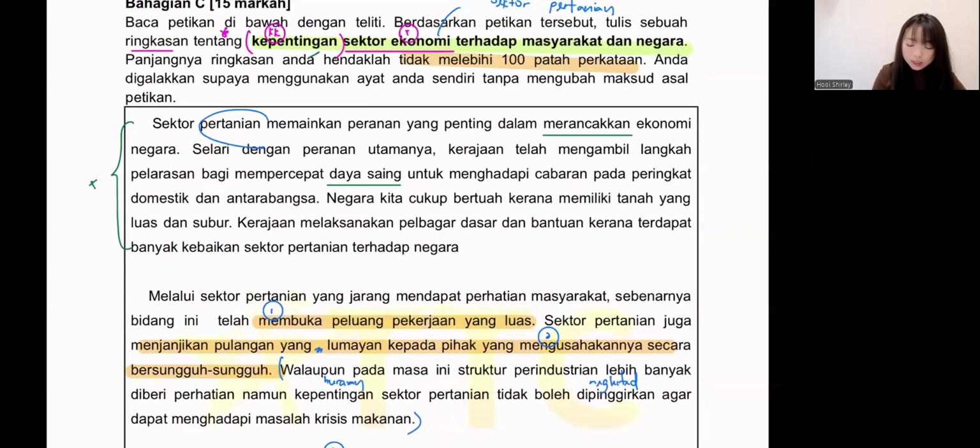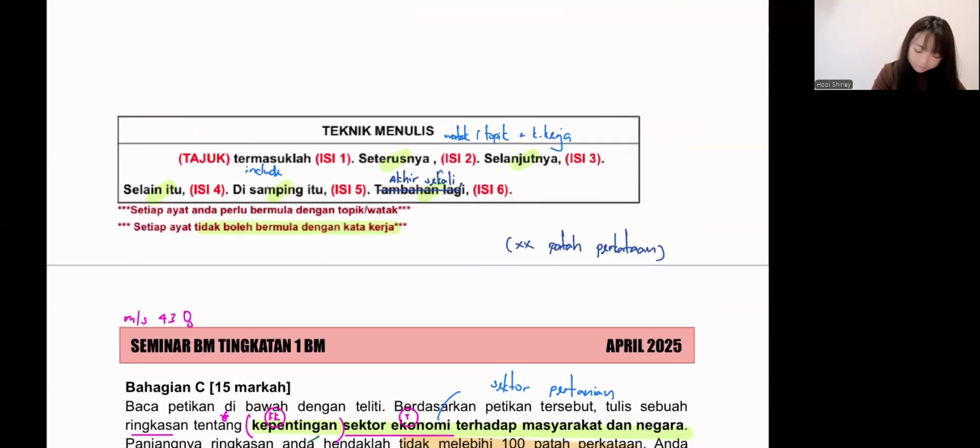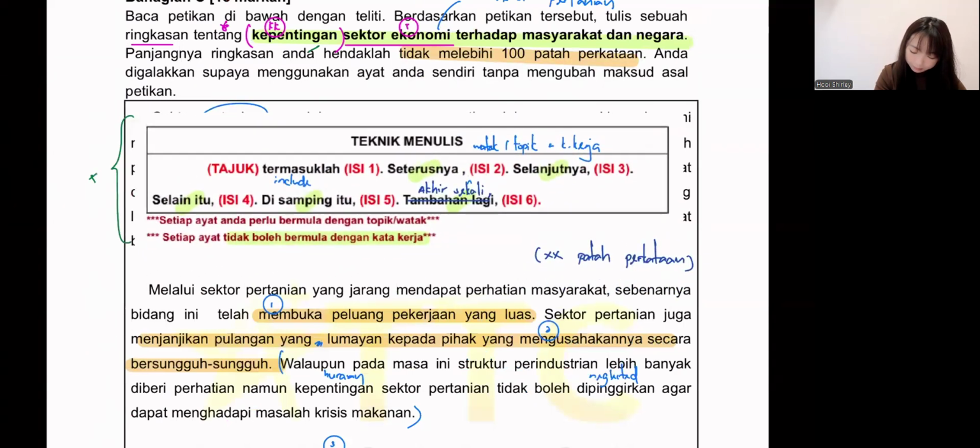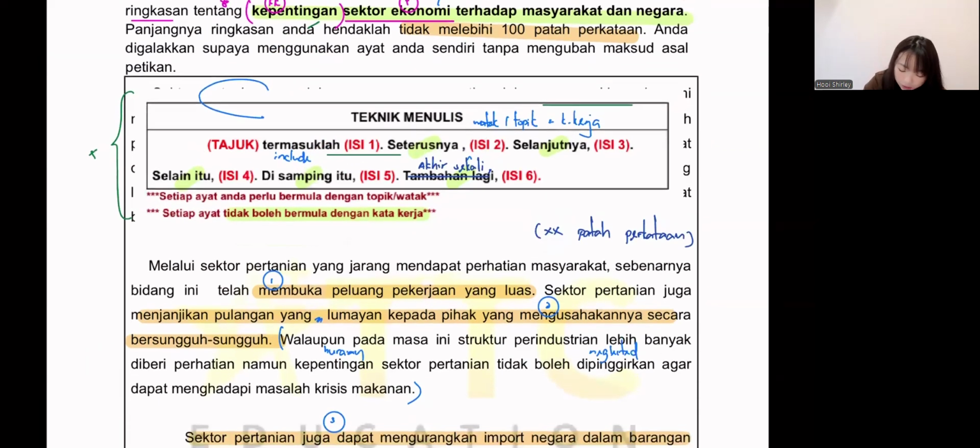So if I use the template just now, okay. If I use this template, so the tajuk is kepentingan. Kepentingan sektor ekonomi terhadap masyarakat dan negara. I put everything in. Termasuklah membuka peluang pekerjaan yang luas. This is the first point. But the second point, seterusnya, can I continue with menjanjikan pulangan yang lumayan kepada pihak yang mengusahakannya?